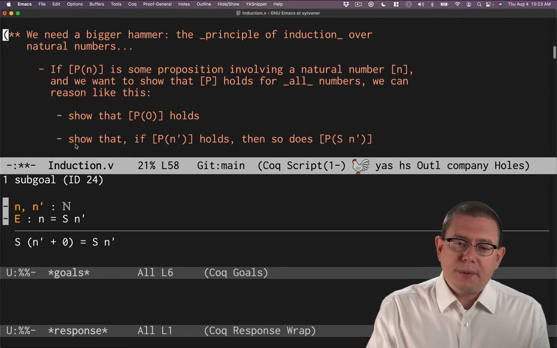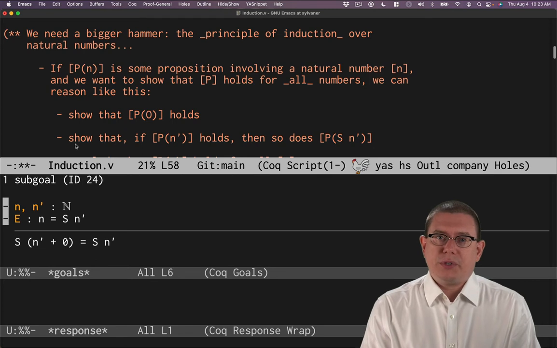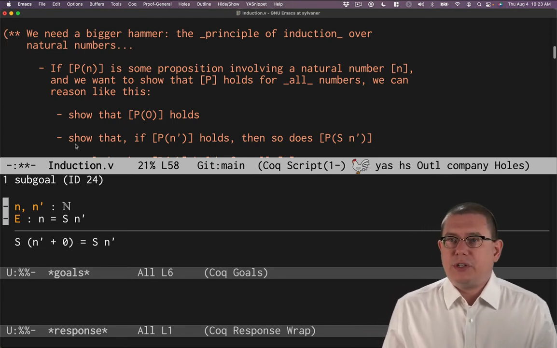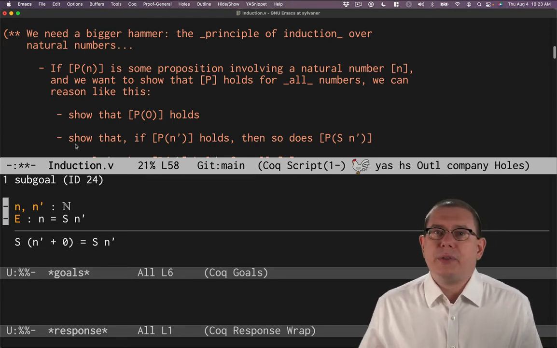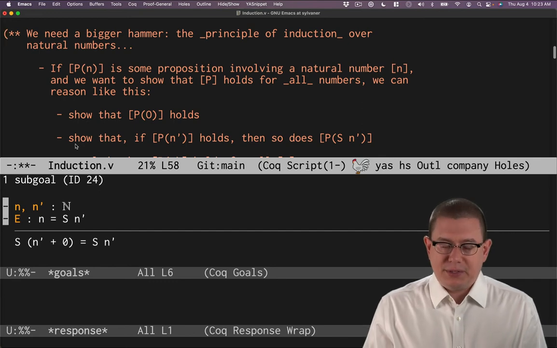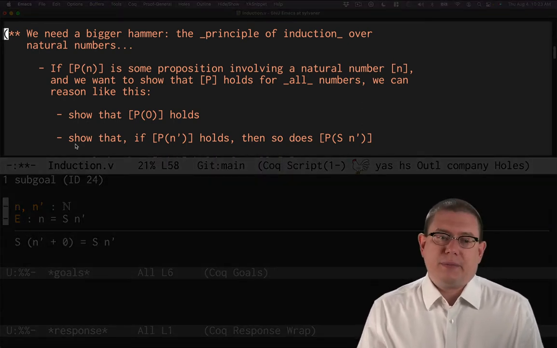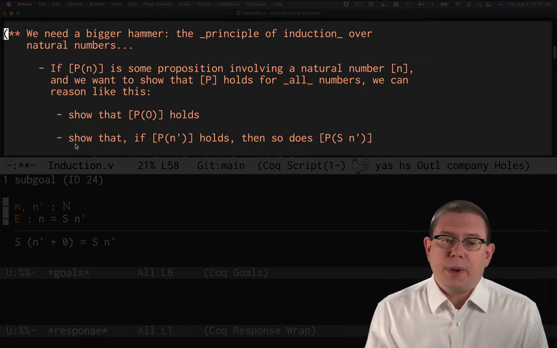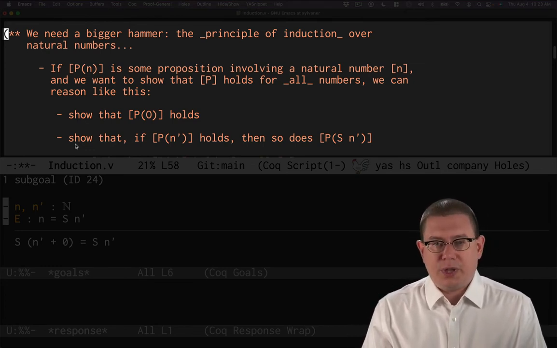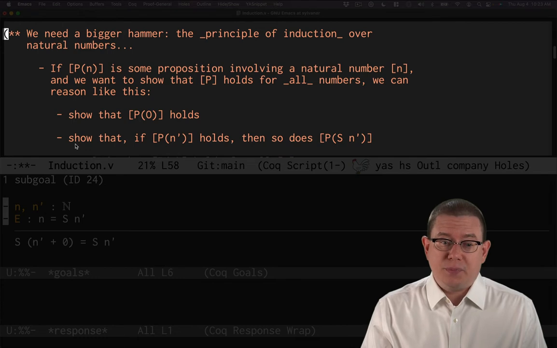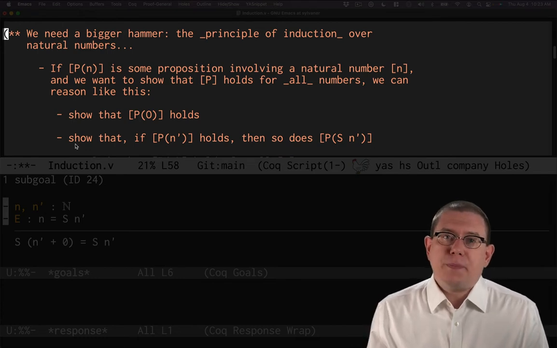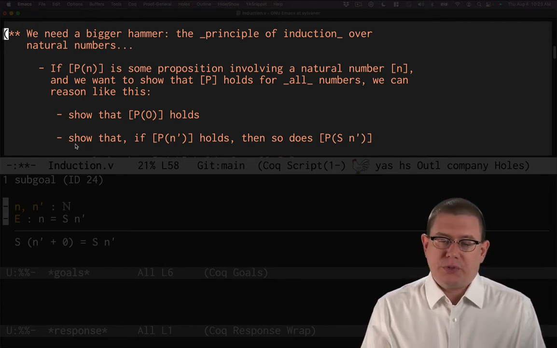So recall the principle of induction over the natural numbers. You've probably learned this in a discrete math class or some other kind of math class that you took in the past. The principle of induction could be stated like this. Suppose you want to prove a proposition involving a natural number n. We'll call that proposition P. And you want to show that P holds for all natural numbers.